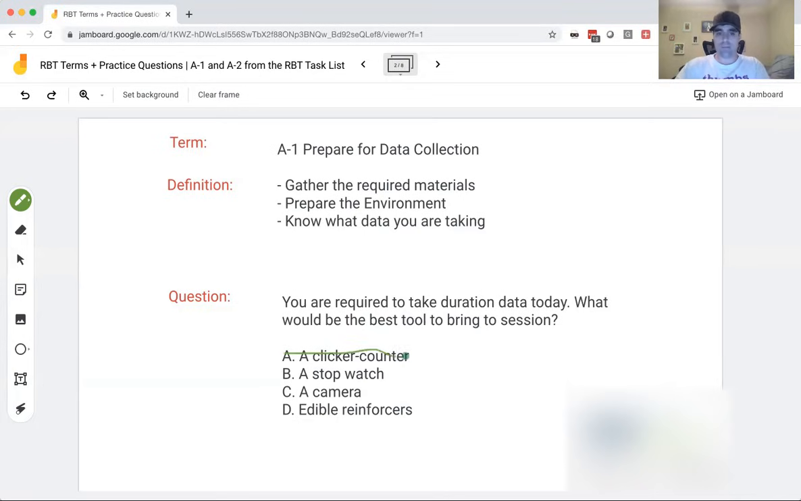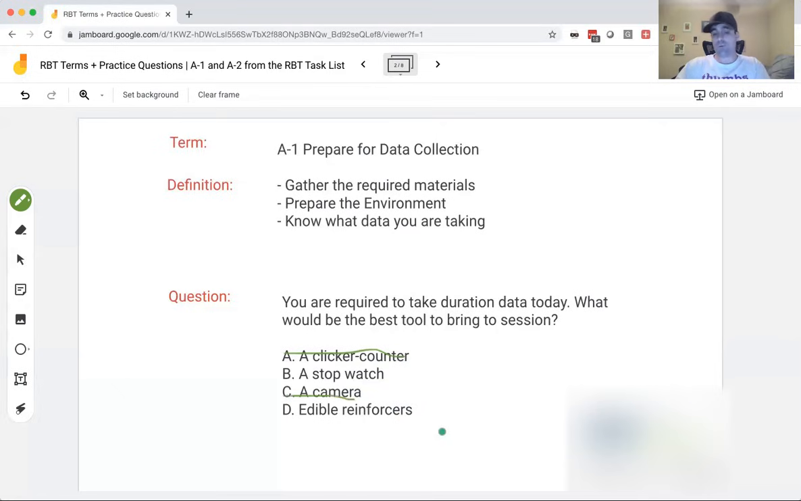So A is out. B, a stopwatch. Can you measure a length of time with the stopwatch? Yes. So B looks good, okay? But always read all your answer choices. You're looking for the best answer. C, a camera. You could technically record your client and then look at a time, okay? But it's not the best answer, right? It's not the easiest thing to implement. It's not the easiest thing to use, right? And we're not asking about recording videos and things, right? So it's needlessly complicated. You're not required, okay? It's not the best tool to bring to session, a camera, okay?